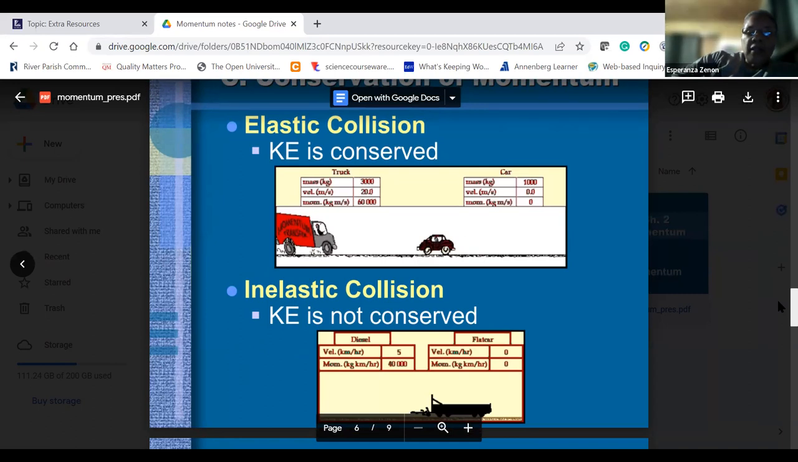You can see in the box for the truck that it has 60,000 kilogram meters per second of momentum. Now, after the collision, the car is going to have some momentum and the truck is going to have some. The truck will lose some momentum, but the car will gain momentum. When you look at the total, it's still going to be 60,000 kilogram meters per second after those two vehicles hit each other. So remember, in an elastic collision, momentum is conserved, kinetic energy is conserved, and the objects bounce off of each other.